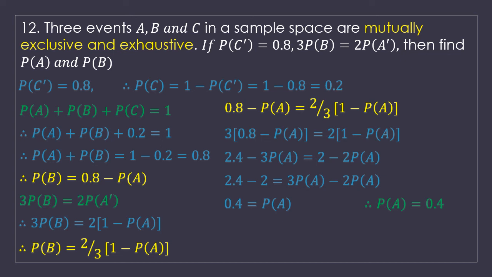This is a long equation, but we are just halfway there, and we don't need a lot of time now. P(A) is 0.4, and I'm going to put that value in either of the P(B) equations. The simpler one is the first one, that is 0.8 minus P(A). So in the place of P(A), I'm going to write 0.4, and my answer here will be P(B) is also 0.4. So the question is answered. The values of probability of A is 0.4 and probability of B is also 0.4.